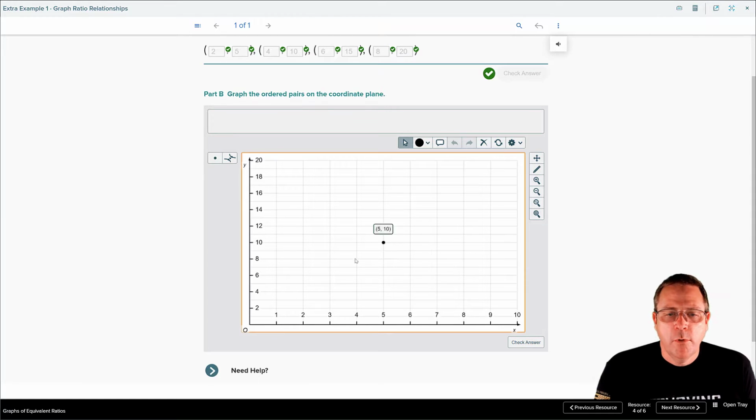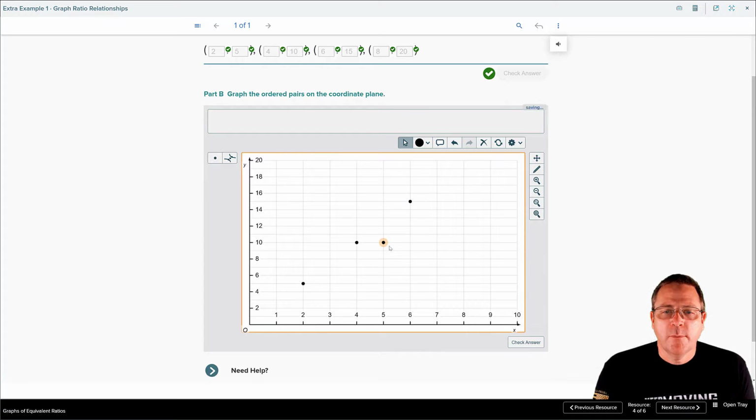Here's my first point. Superman runs 2, and then he flies 5, which is going to land him right there. Give us another point. Superman is next. He's going to start at the origin. He's going to run 4, and then he's going to fly 10. Next point, Superman's going to start at the origin. He's going to run 6, and he's going to fly 15.